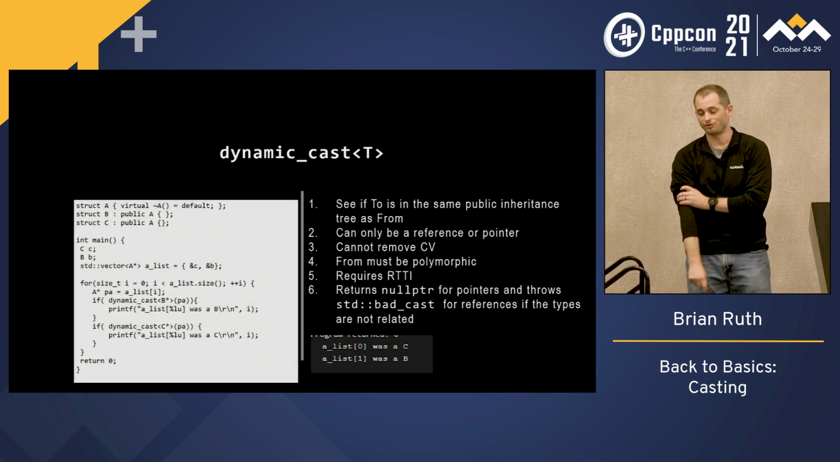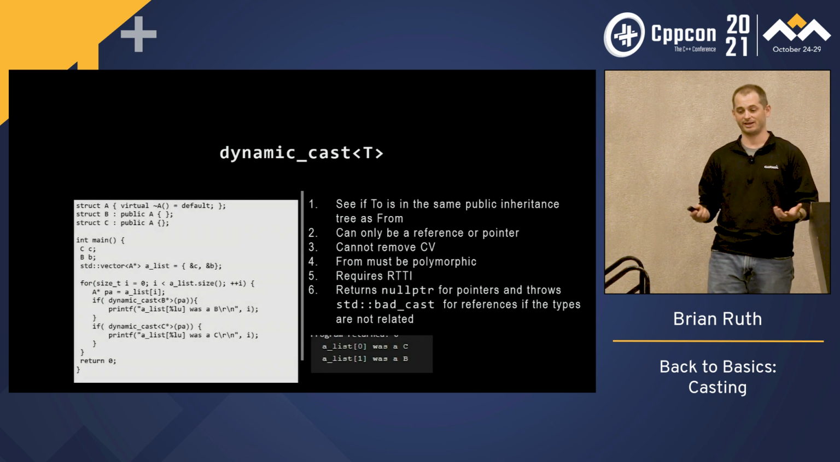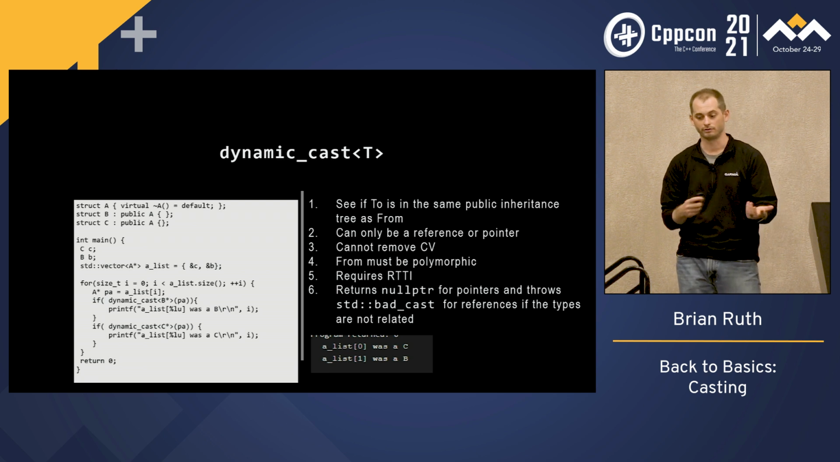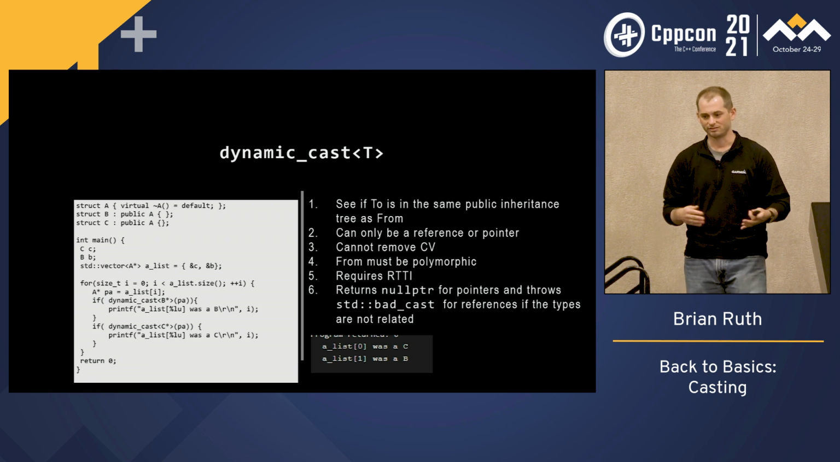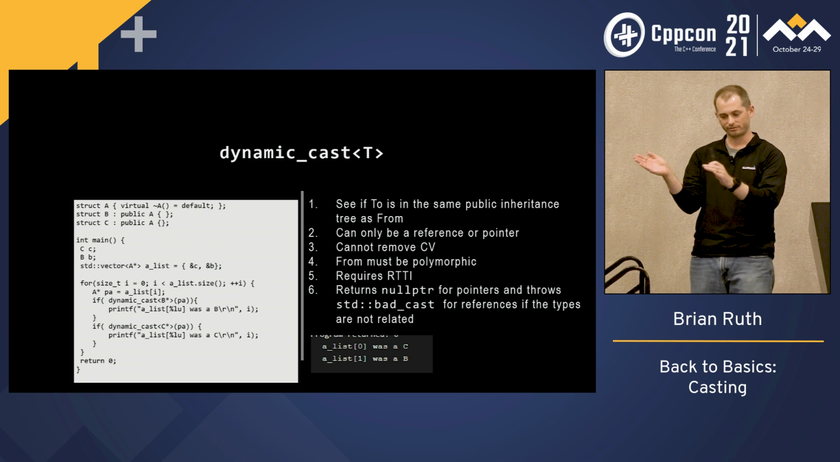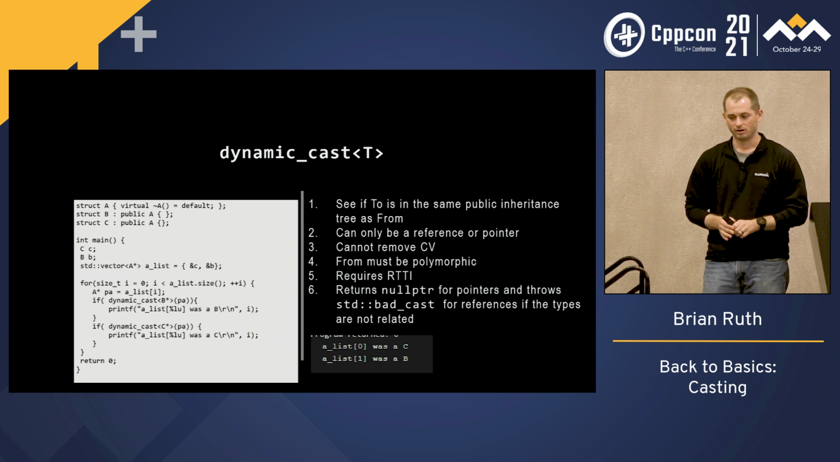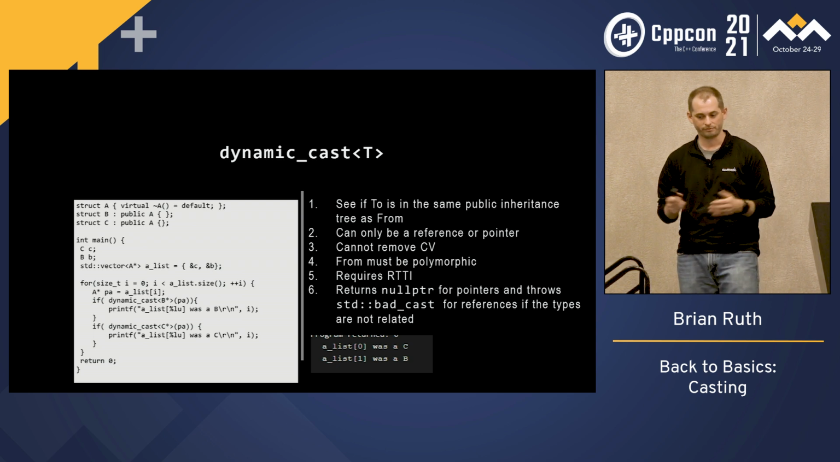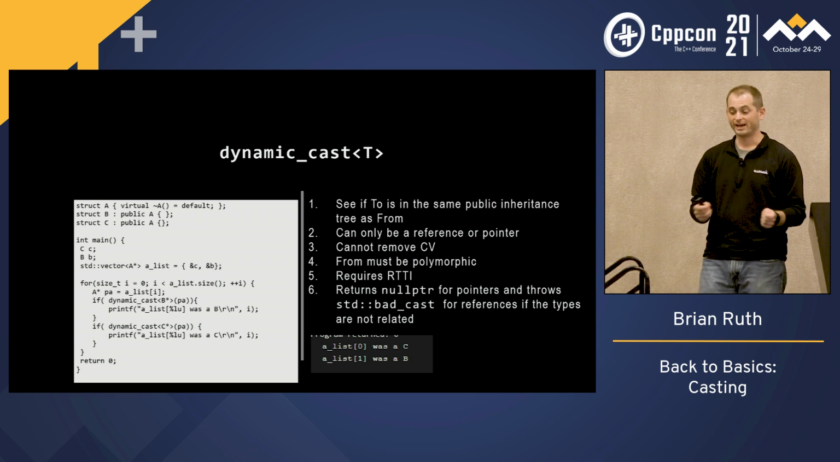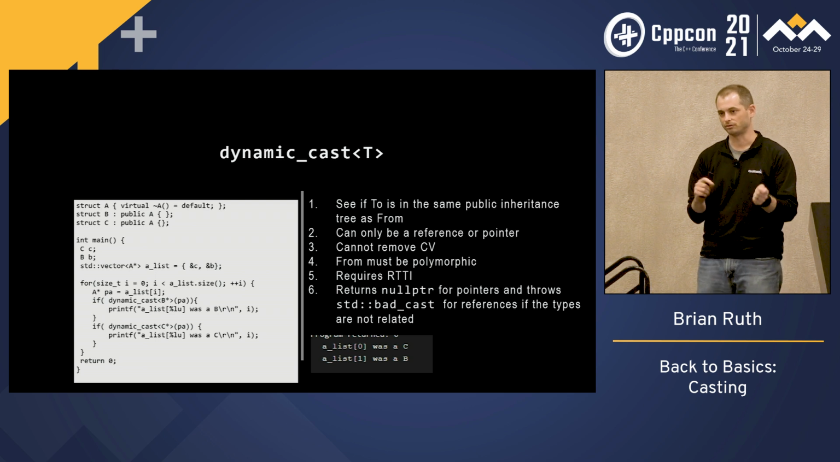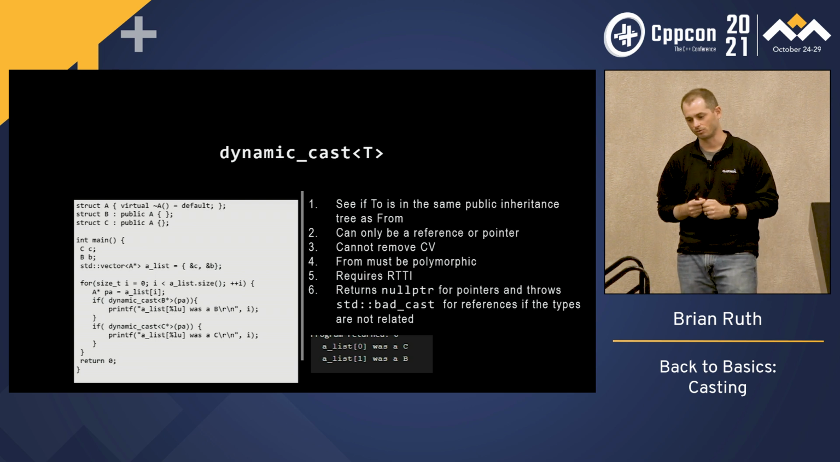So the reason I mentioned RTTI is dynamic cast, which is going to require this in order to do its work. This is a way to see if "to" or "from" are in the same public inheritance hierarchy as each other. Now, if there's private inheritance, this will fail. You can only cast to and from a reference or a pointer. So if you're doing regular types in dynamic cast, it's not going to work.